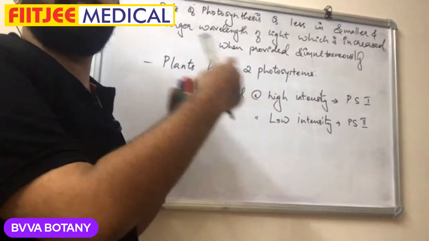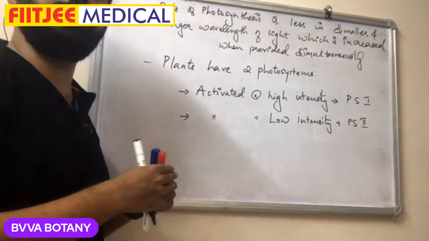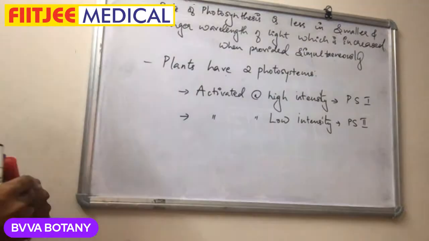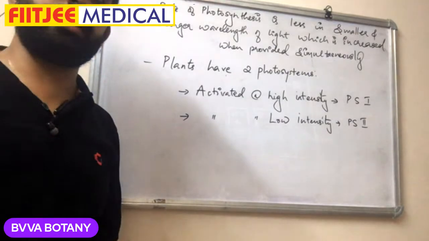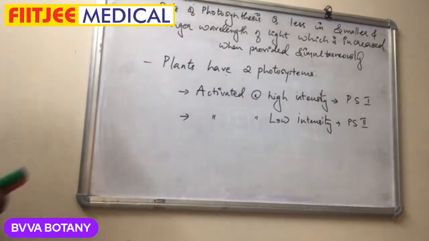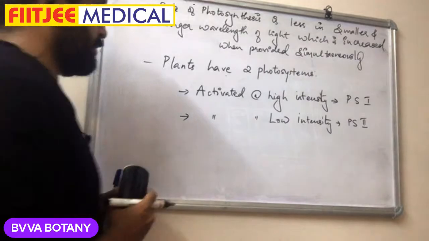So one will be activated at a high intensity and another one at the low intensity. Okay, photosystem 1 and photosystem 2. Now we will take up the structure of photosystem. What exactly is this photosystem?